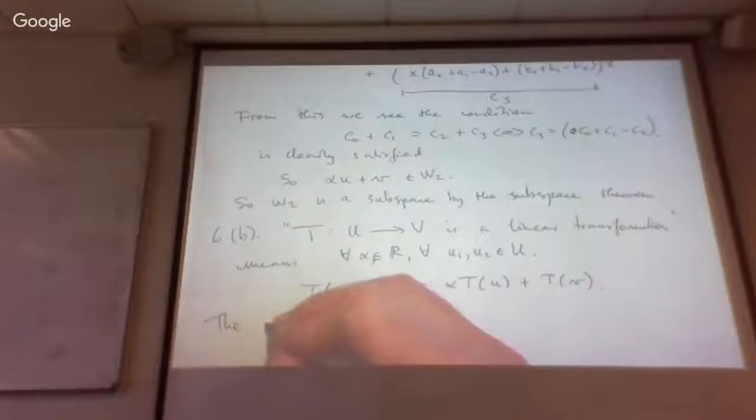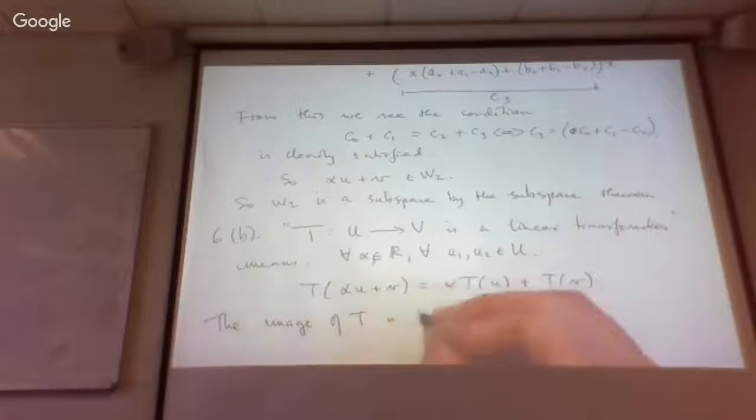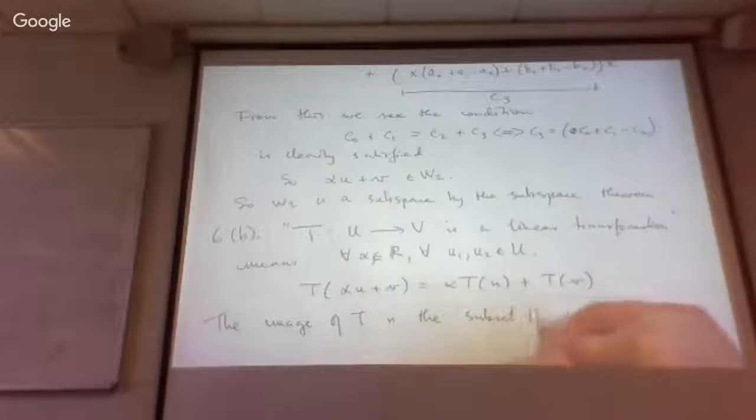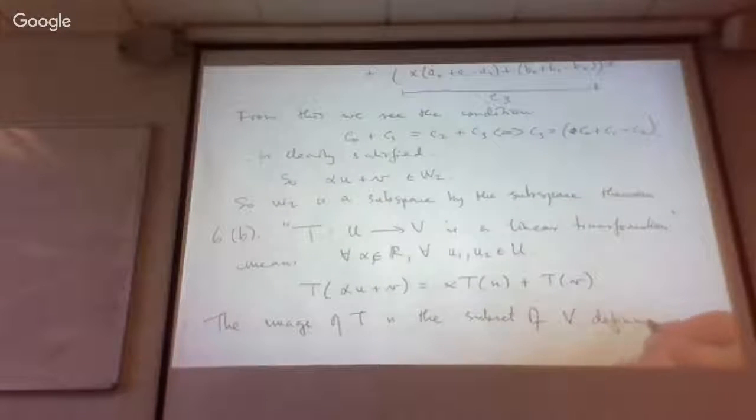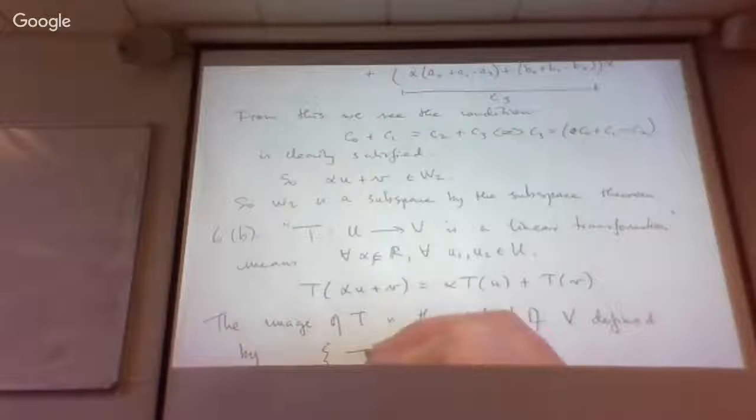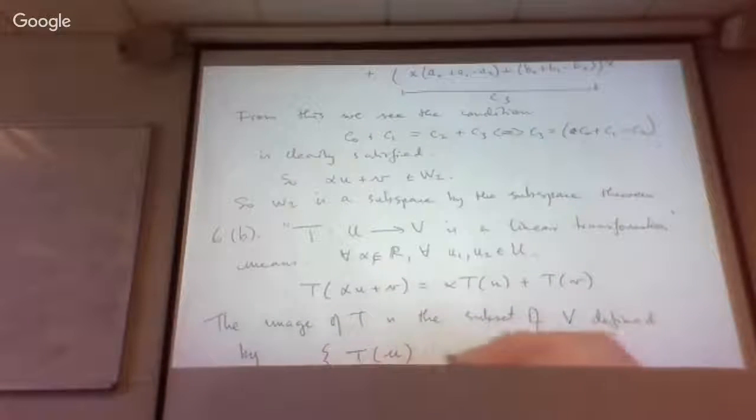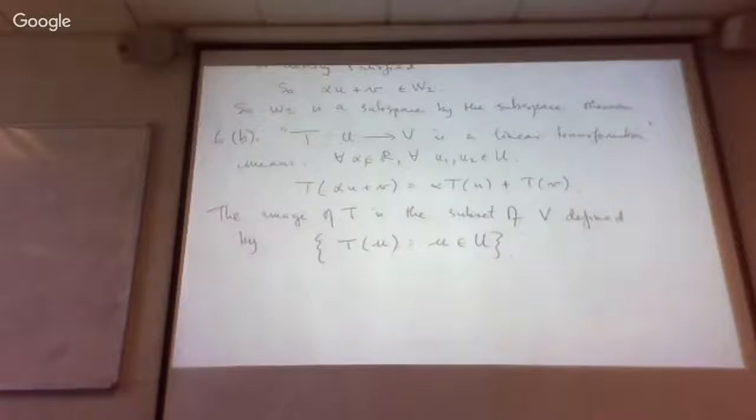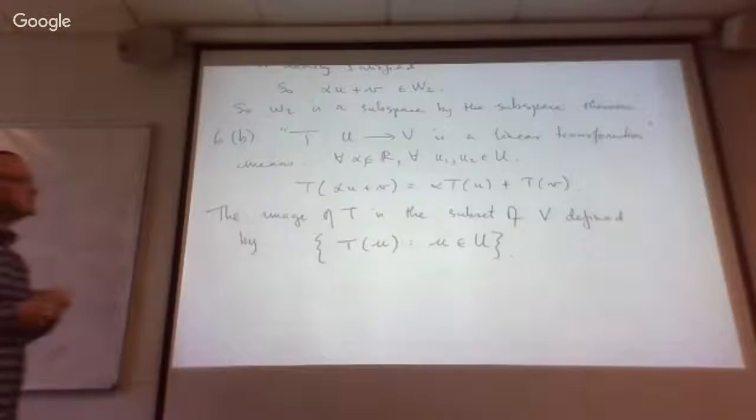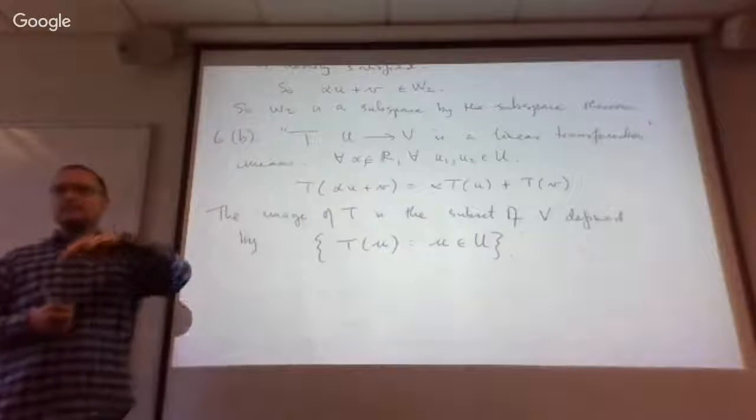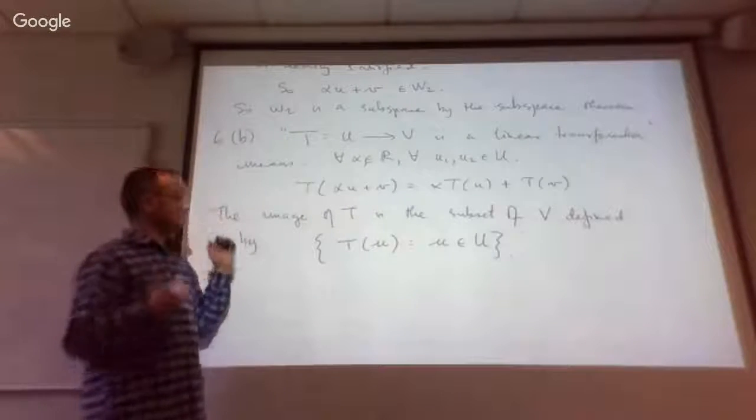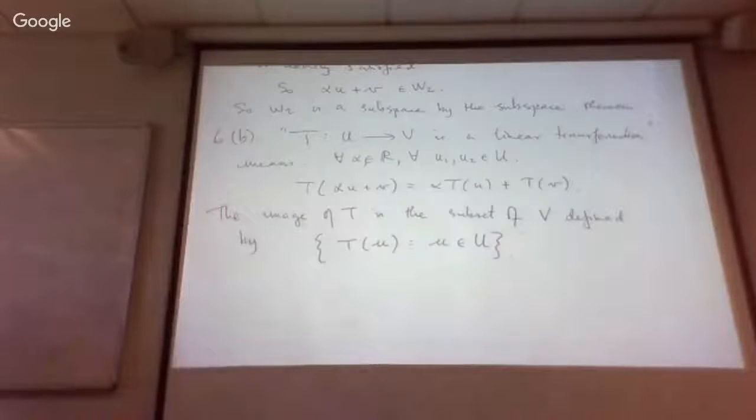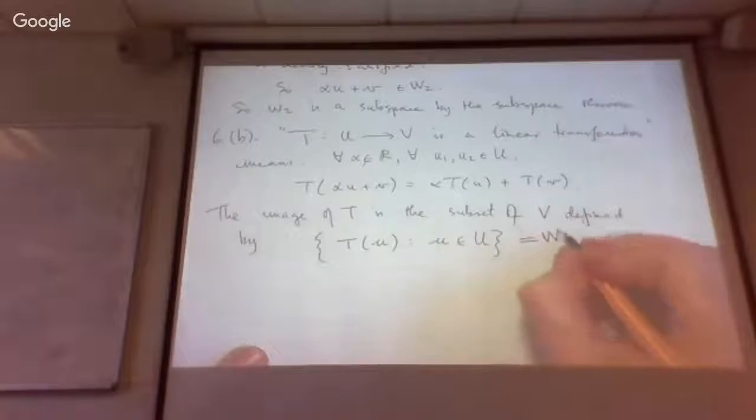And the image, we better get the definition of that as well. The image of T is the subset, and this is a subset of V, defined by, so this is the set of all T of little u, where little u comes from the domain space capital U. That's just a general image of any kind of map. Any kind of map from a domain to a codomain, the image of it is just the set of all the images, T of u, where you take every u from the domain. Okay? So this is your W, in the language of the subspace theorem.